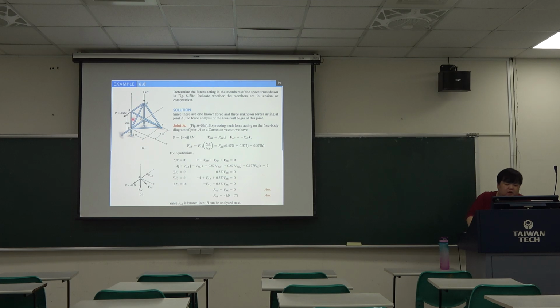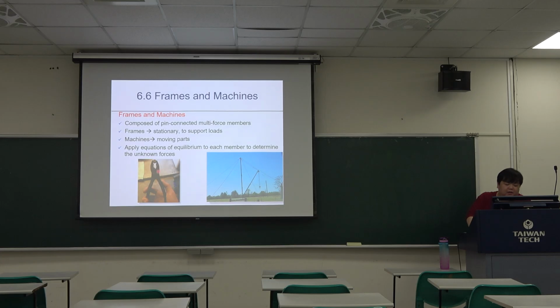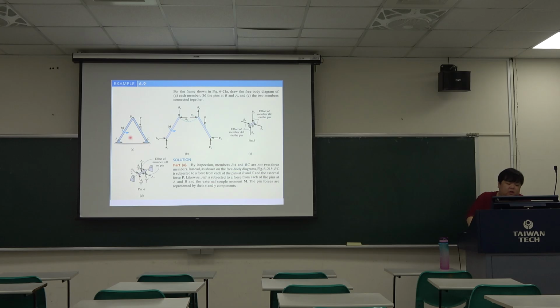Okay, like the previous example, we only had the support and truss members. But now we will have many objects combined together. Like this part, we have two supports and this member and this member, then use a pin to connect them together. So we call this a frame. We do this example for a frame, showing this figure.